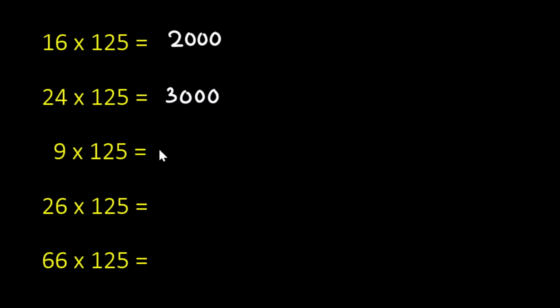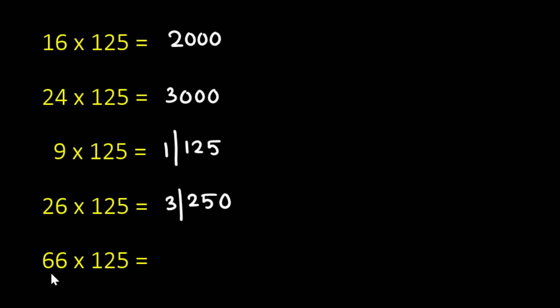But when 9 is divided by 8, quotient is 1. So it is 1000 and remainder is 1. So 1 into 125 is 125. So it is 1125. When 26 is divided by 8, the quotient is 3 and the remainder is 2. So it is 125 into 2 is 250. 3250.